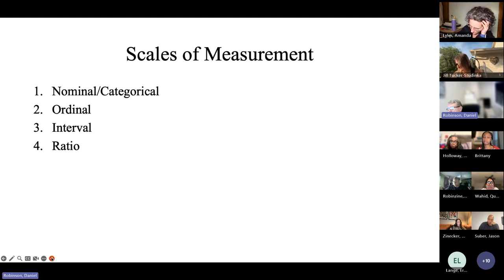Jersey numbers on a basketball team, soccer team, football team, anything like that, that's an example of nominal or categorical measurement. And sometimes that has some meaning. Most of the time it doesn't. It's just like, yeah, who was the penalty on? It was on number 44.